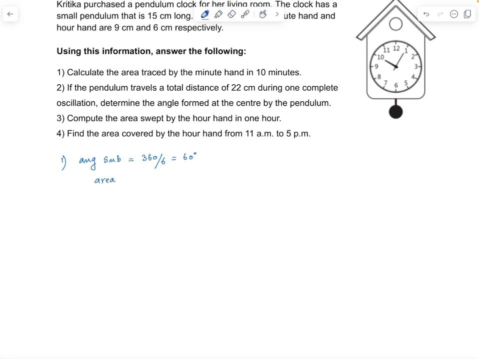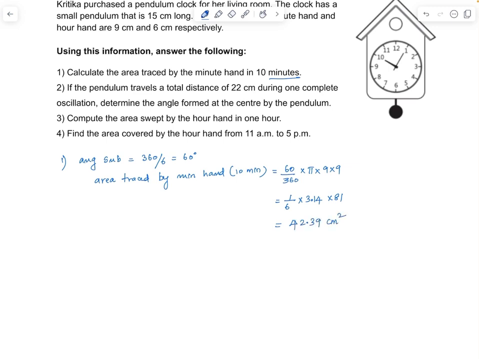The area traced by the minute hand in 10 minutes is equal to 60 upon 360 into pi. Our radius of the minute hand is 9, so 9 into 9, which is 1 upon 6 times 3.14 into 81, which gives us 42.39 centimeters square.